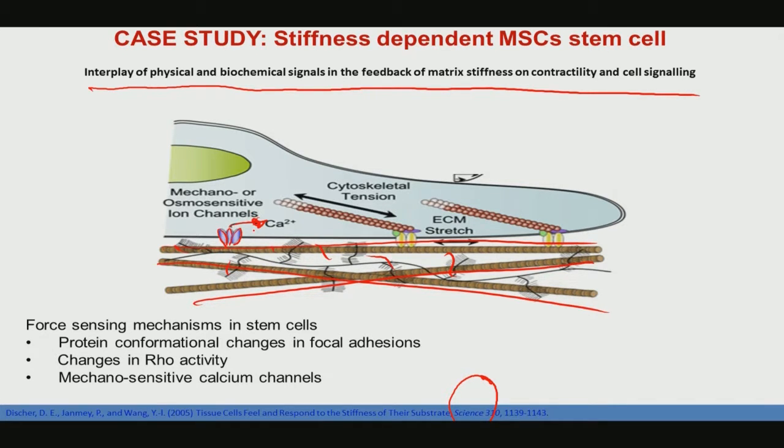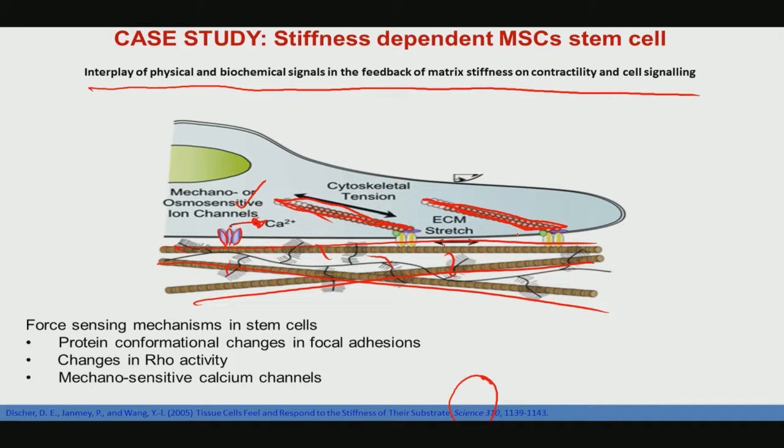So, what has been shown here is that because of the presence of these mechano or osmosensitive ion channels, when the cells are grown on specific material scaffolds, the cytoskeleton would be reorganized, and the cytoskeletal reorganization is necessary for changing the cell shape, and at the same time the extracellular matrix-like substrate also can stretch.